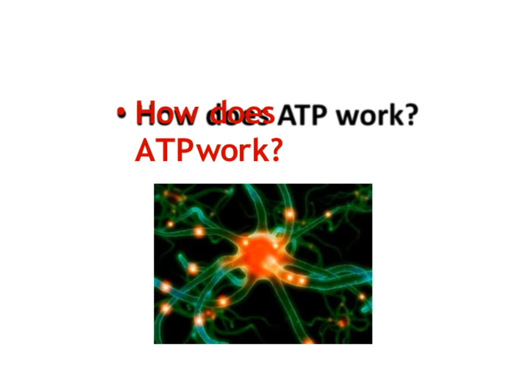ATP, or adenosine triphosphate, is often called the energy currency of the cell. Essentially, it stores energy in its high-energy phosphate bonds. When the cell needs energy, for example, to contract a muscle or to power a biochemical reaction, ATP is broken down into ADP, or adenosine diphosphate, and an inorganic phosphate. This breakdown releases energy that the cell can then use for various functions.